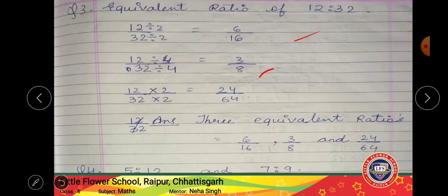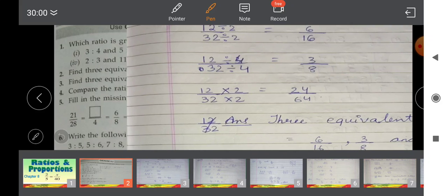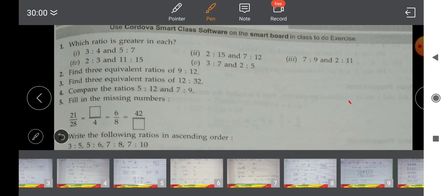Third, I'll multiply it with 2 now. So 24 by 64, right? So the three equivalent fractions are 6 by 16, 3 by 8 and 24 by 64. Now compare the ratios 5 by 12 and 7 by 9. See, compare the ratios. This question is similar to the first question.